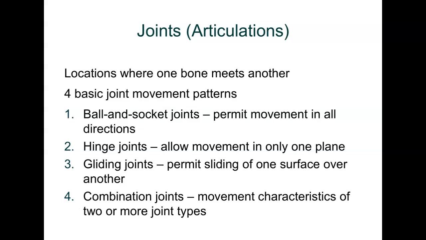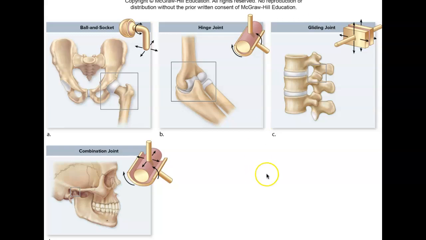Then there are hinge joints, which allow movement in one plane, so those would be your elbows or your knees. Gliding joints, and think about where you would have a gliding joint. Actually, you would have them in your jaw. Your mandibles can glide. They can slide one surface over the other. And then combination joints, which are able to move in different positions. We also have gliding joints right in our backbone here.